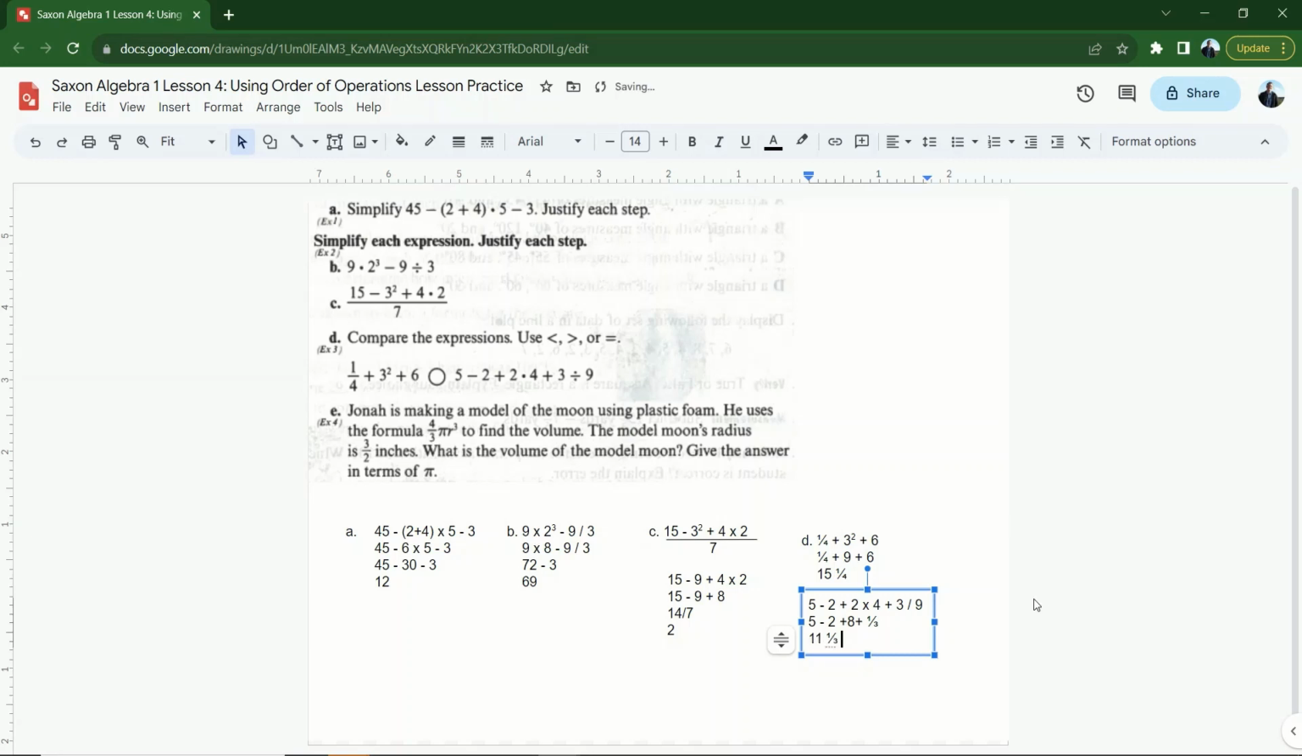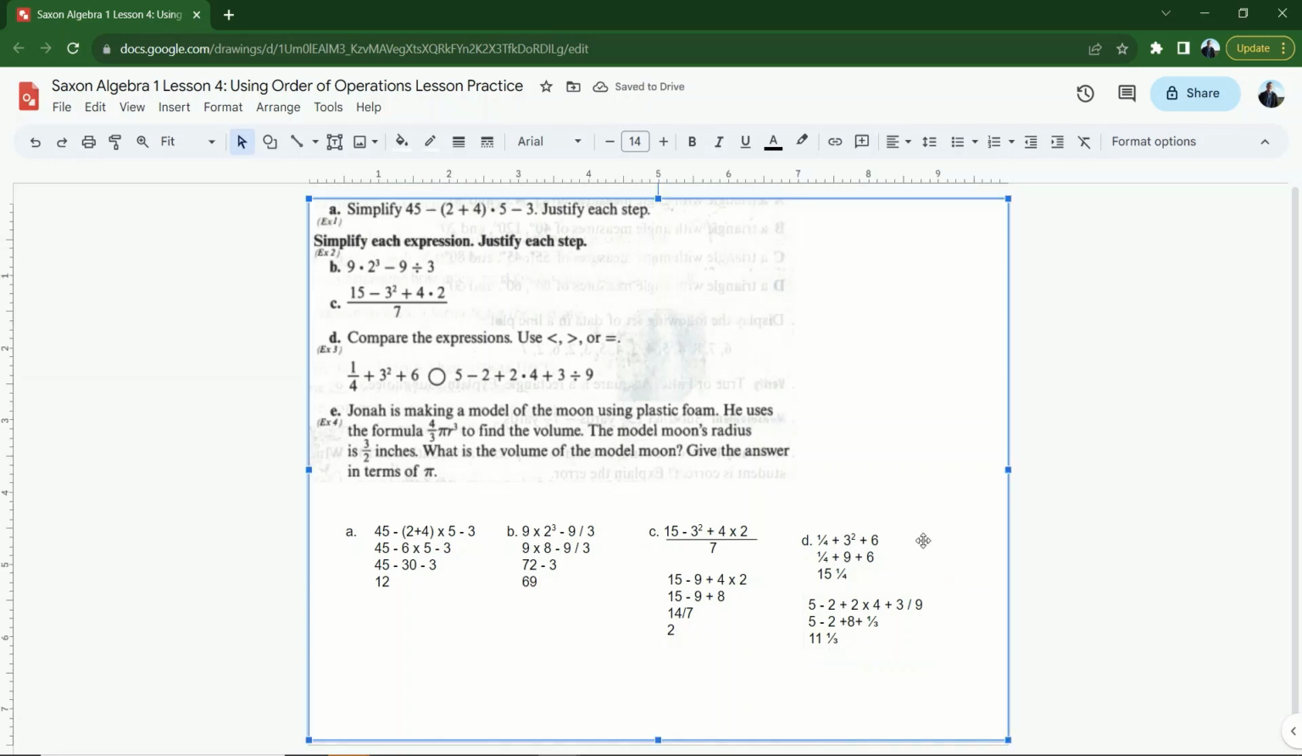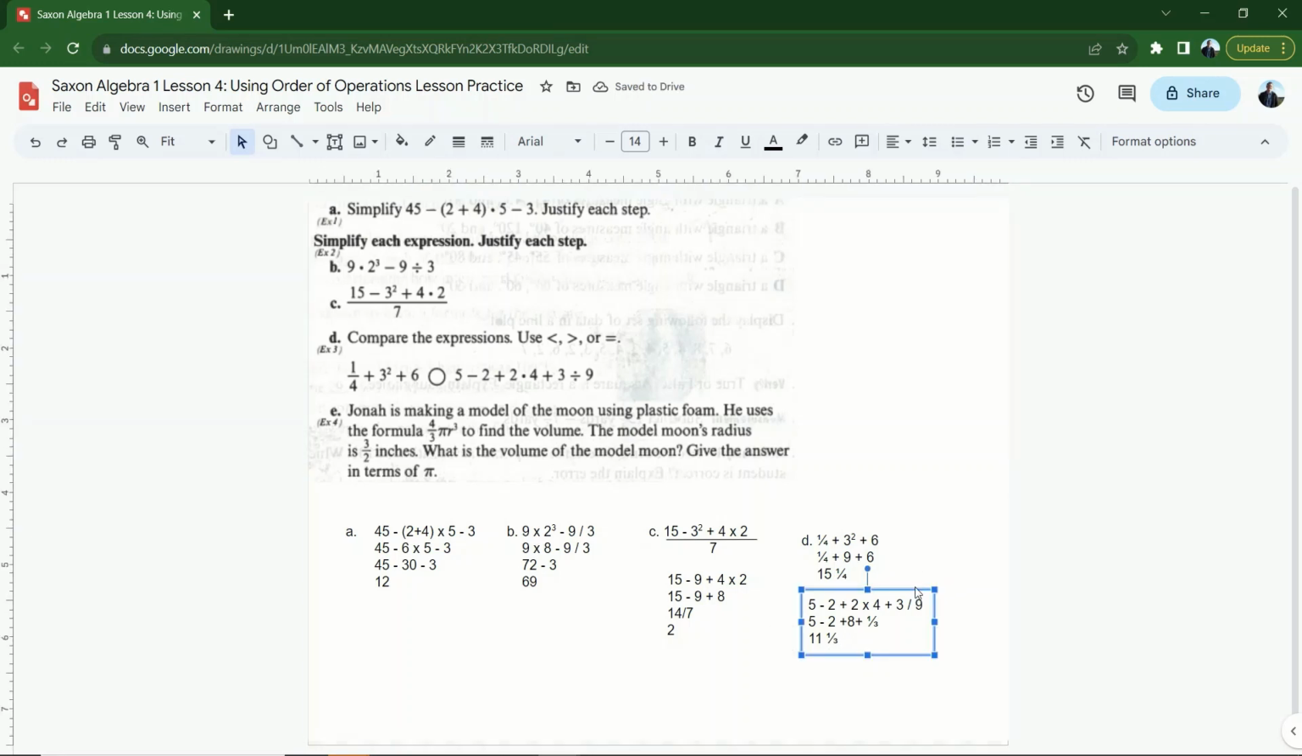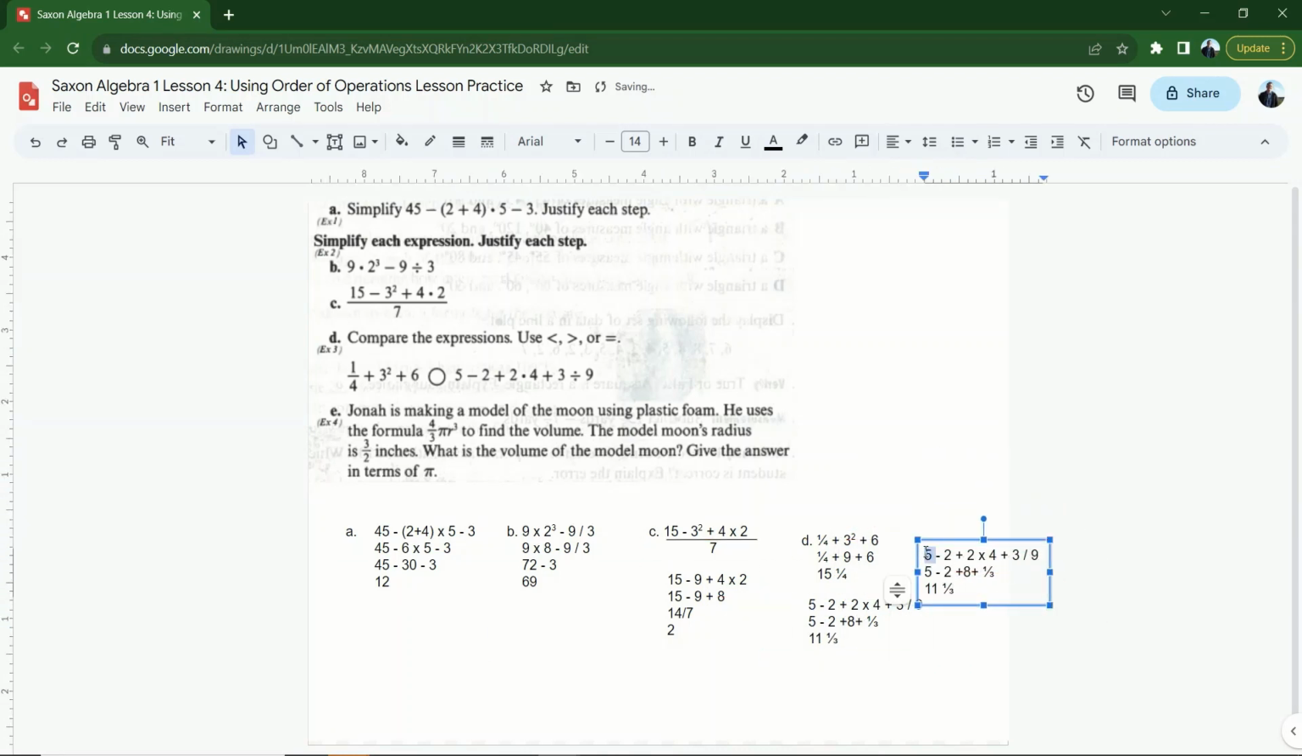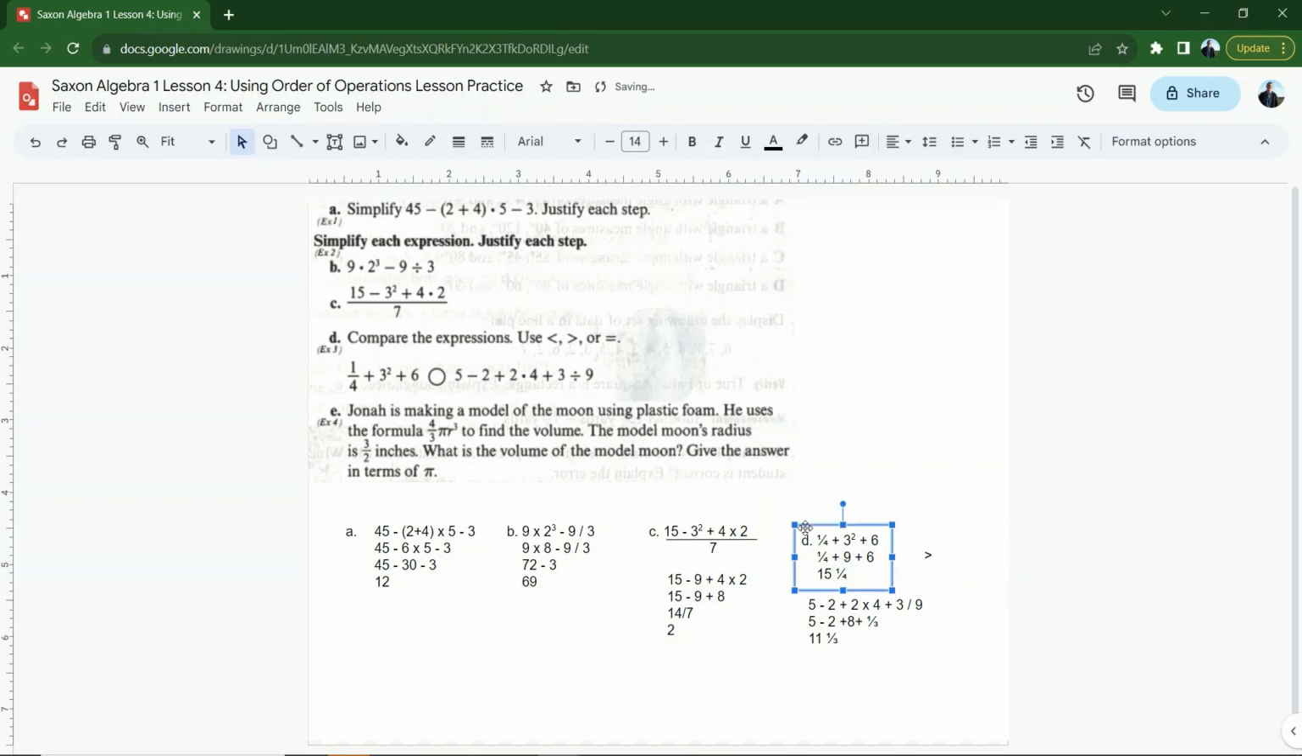Well, that's obviously smaller. So the symbol that I would use to answer question D is the greater than symbol, because what's on the left is greater than what's on the right. So let me do that. Greater than symbol. Bam. That's my answer for letter D. Finally, letter E.